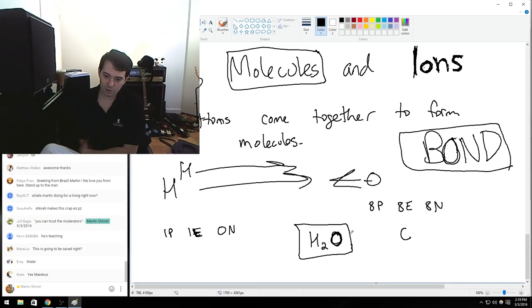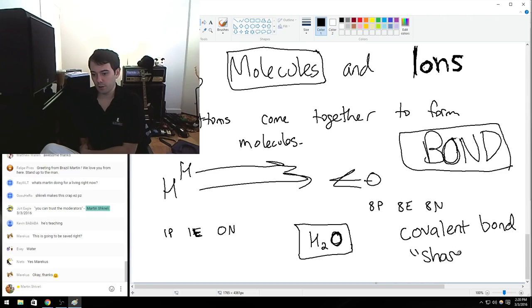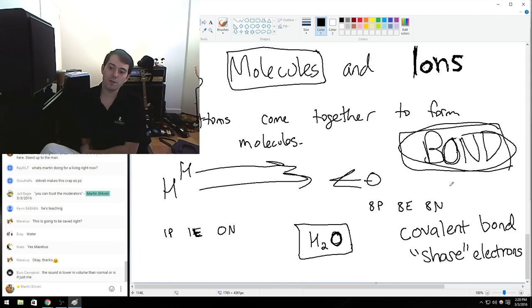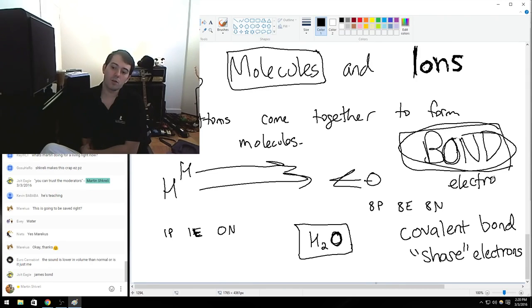This oxygen and hydrogen form something called a covalent bond. And a covalent bond means that they share. They're going to be sharing electrons. All bonding takes place with electrons. This is really important. All bonding takes place with electrons. The electrons are kind of the bonding agent in these atoms.